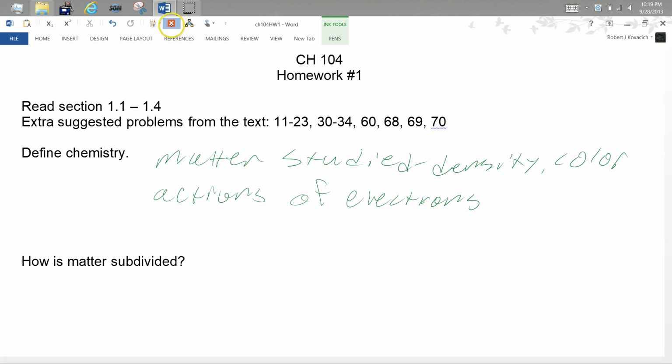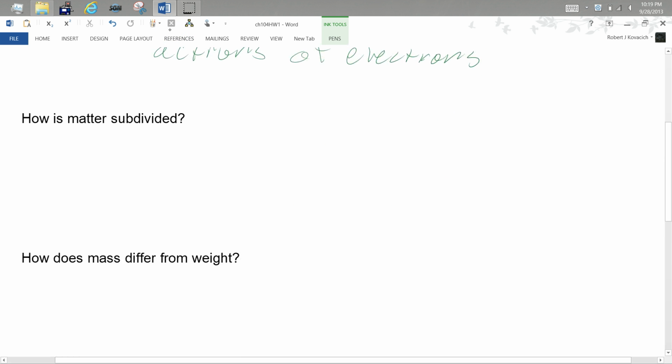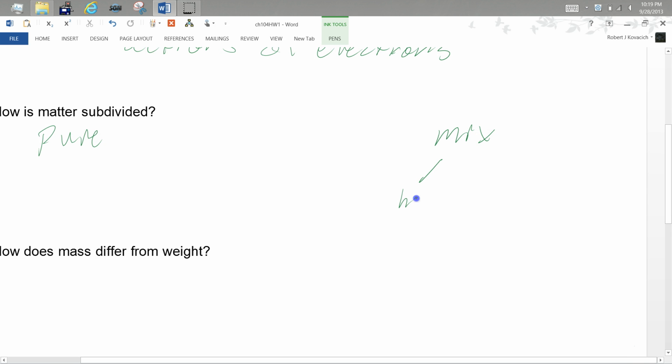Okay, next we're going to talk about subdividing matter. We're going to move matter into a couple of categories, and the two categories that we're going to move it into are pure substances and mixtures. And then those mixtures can be homogeneous or heterogeneous. And this is, remember, same, and this is different. So what we're talking about is the mixture looks the same throughout if it's homogeneous, and if it looks different throughout, then it's a heterogeneous mixture.